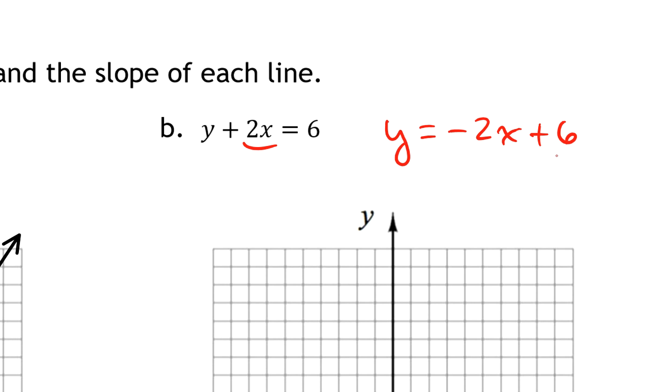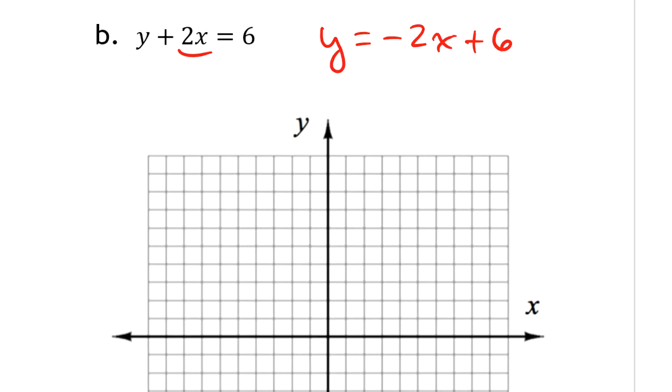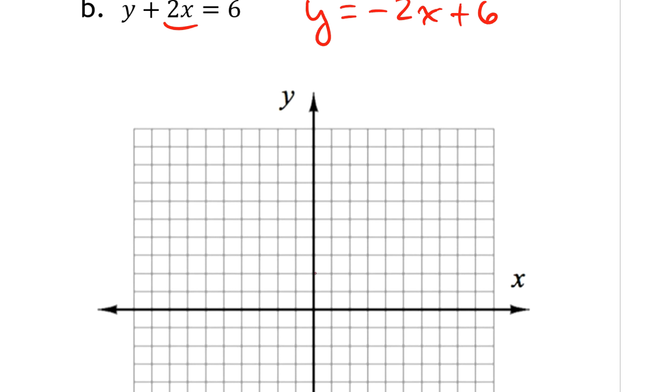And now that I see this, right, that one manipulation there, I can quickly go ahead and plot the y-intercept, which is at positive 6, right? 1, 2, 3, 4, 5, 6. Again, this is my positive 5. And then from here, I'm just going to go down 2 units and then over 1, down 2 units, over 1, down 2, over 1. 1, 2, 3, 4, 5.